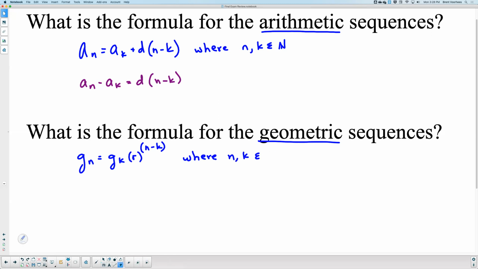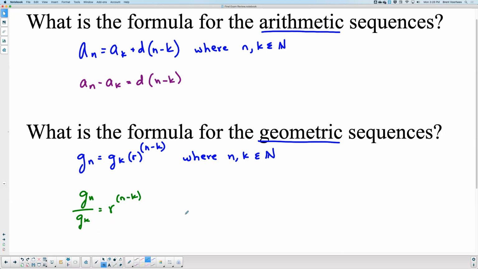Let me try this again, and I'll do it like the way I did before. If you had to find your common ratio, what I would remind you is you could just divide by g_k, and so you'd have g_n divided by g_k is going to be equal to the ratio raised to the power of n minus k. And you could use that to solve for your common ratio.